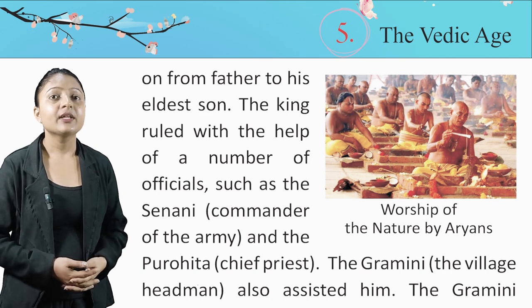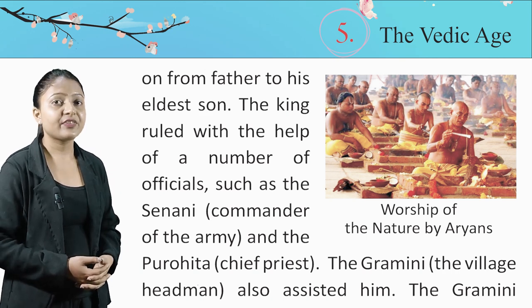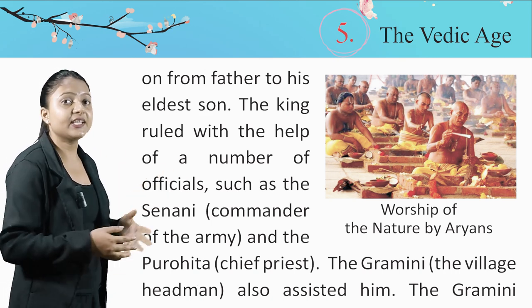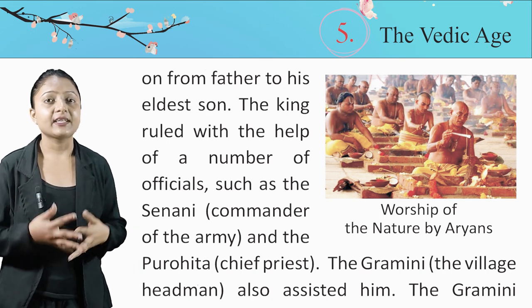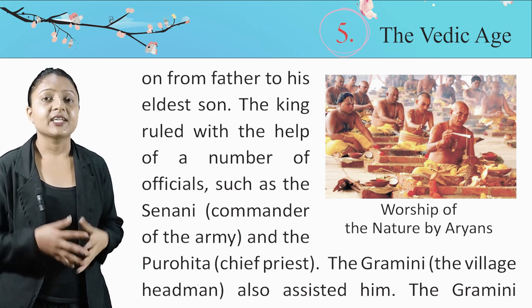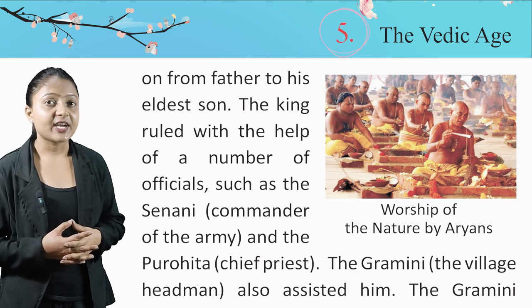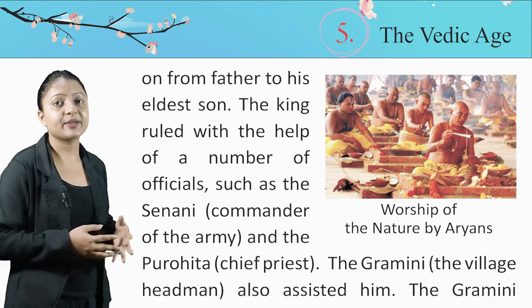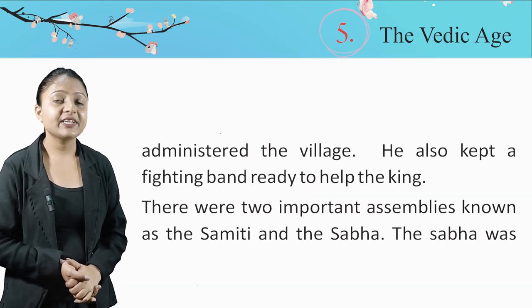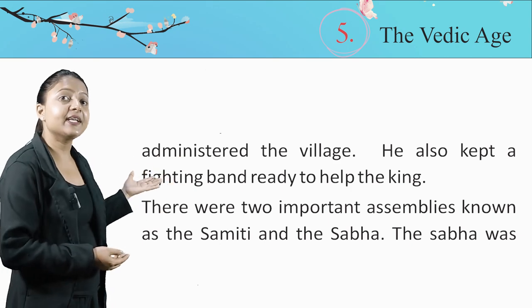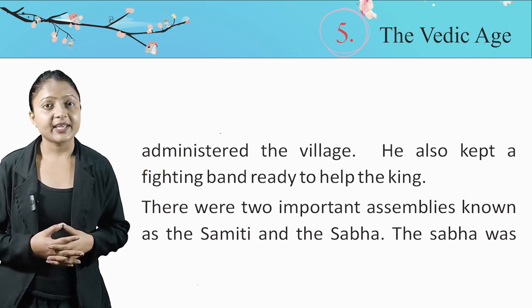The king ruled with the help of a number of officials such as the Senani, commander of the army, and the Purohita, chief priest. The Gramini, the village headman, also assisted him. The Gramini administered the village. He also kept a fighting band ready to help the king.